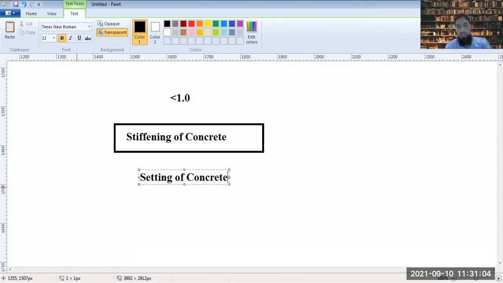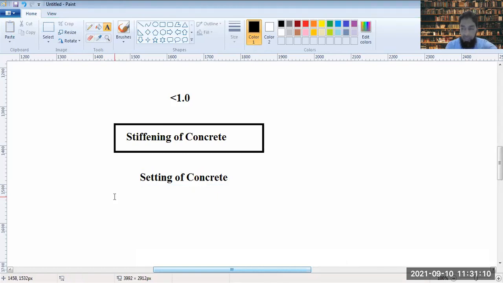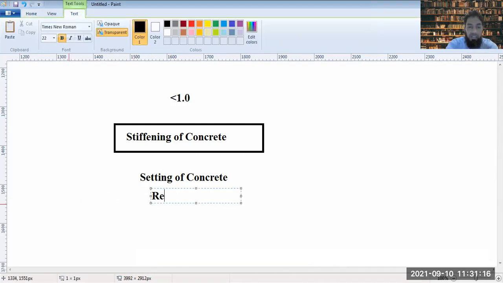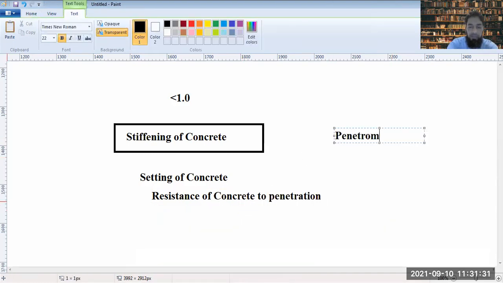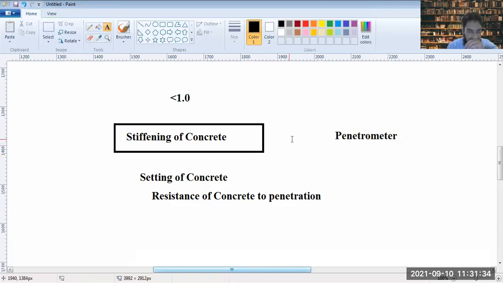So workability was one aspect. Second is the stiffening of concrete, which has something to do with the setting of the concrete. What is stiffening of concrete? It is the resistance that it is offering to penetration. So you mostly use a penetrometer in order to study how much the needle of the penetrometer goes into the concrete. The more the resistance to the needle going into the concrete, the more.